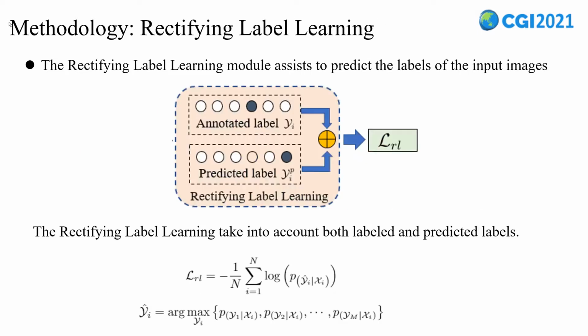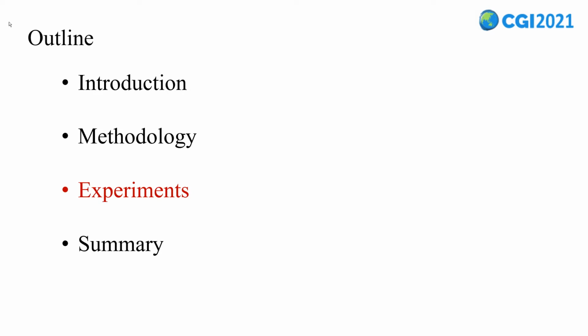The Rectifying Label Learning module assists in predicting the labels of the input images. As mentioned above, clean data with correct labels facilitates training a better performing person re-identification model. Therefore, the model trained with clean data can assist in predicting the labels of the input images, and thereby serve to rectify the noisy labels. Hence, we propose rectifying label learning, which can take into account both labeled and predicted labels, and it is defined as follows. Then, to widely investigate the robustness of current re-identification models, we conduct extensive experiments.